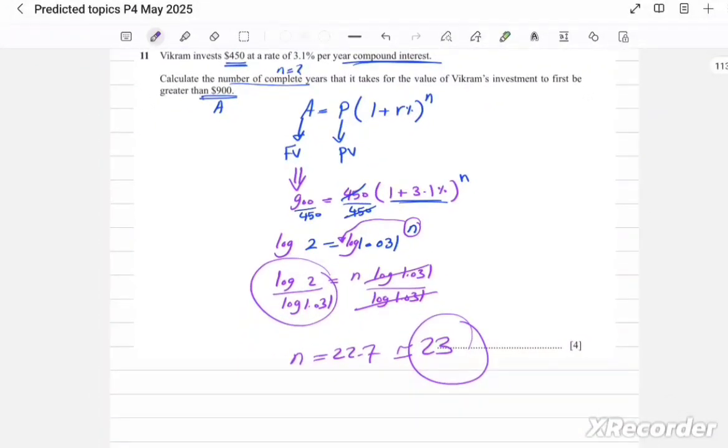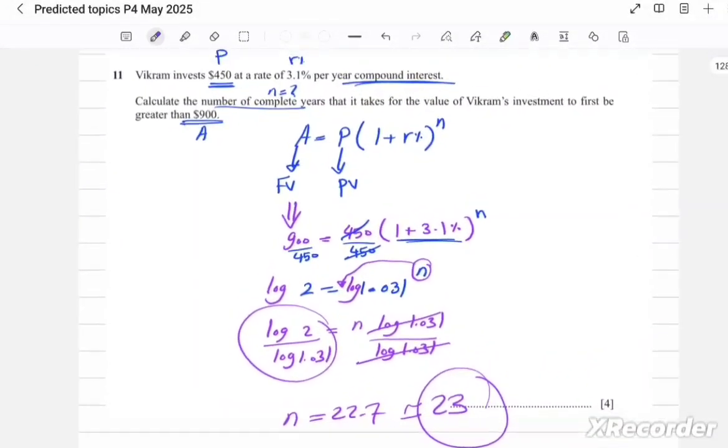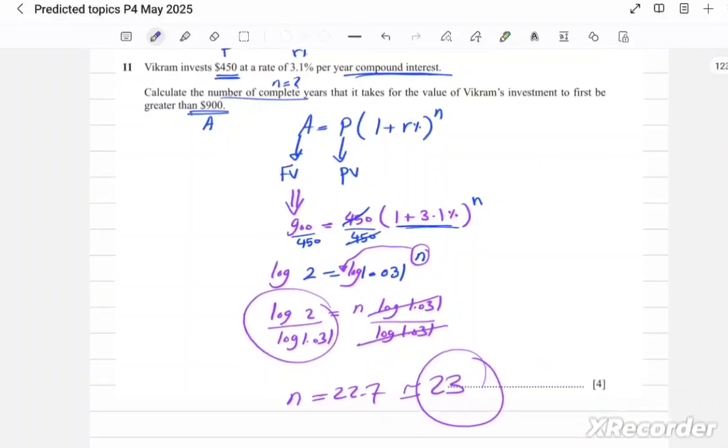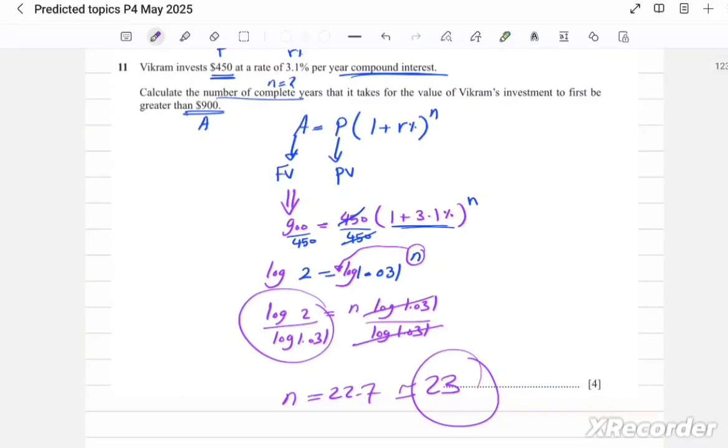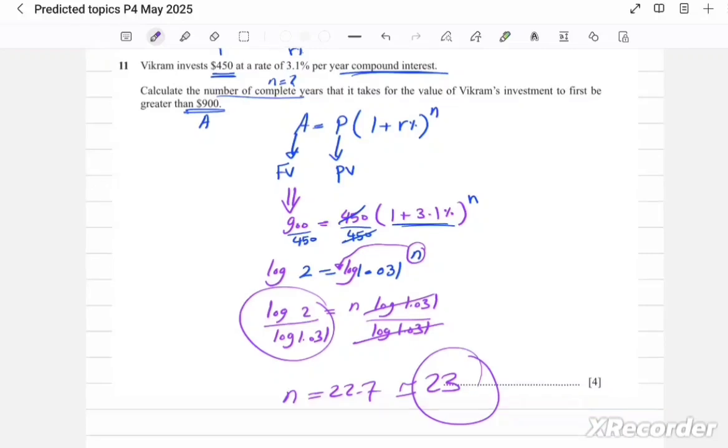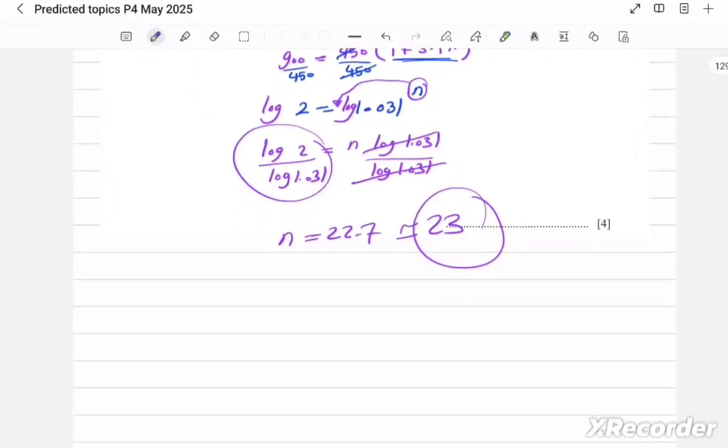Okay, so this is the method of how to use log. If you don't want to use log, in this case you have to try numbers, which I think will take time. So I recommend using log on both sides, log or ln. Okay. Next question.